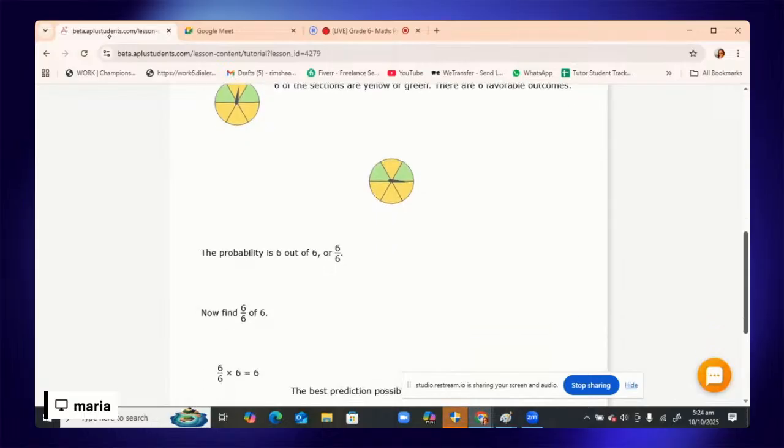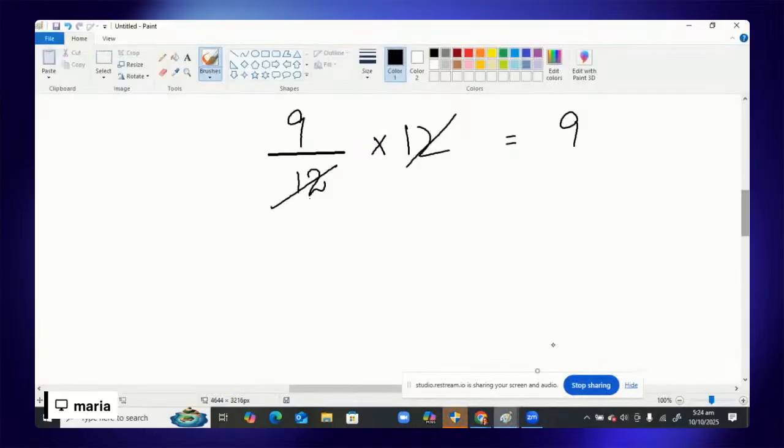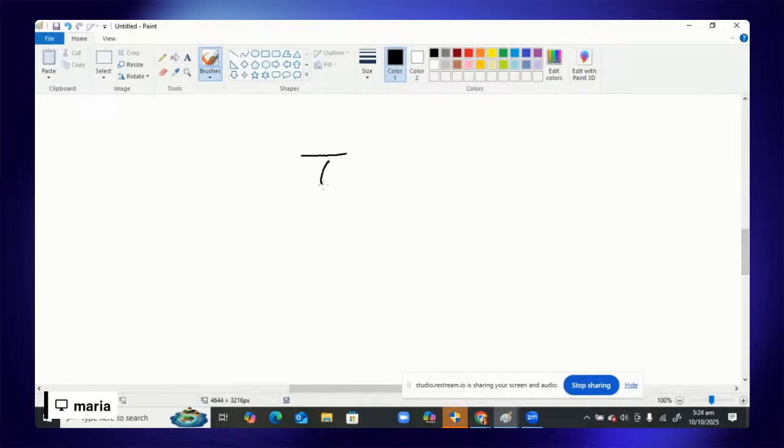First of all, we check. They are saying, how many total colors? One, two, three, four, five, six. If they are saying land on the yellow or land on the green, it means the total. So 6 by 6, and we are multiplying with the times. The total is 6, the landing probability is 6, and the times which is given is also 6. So cancel these two, only 6 is left.